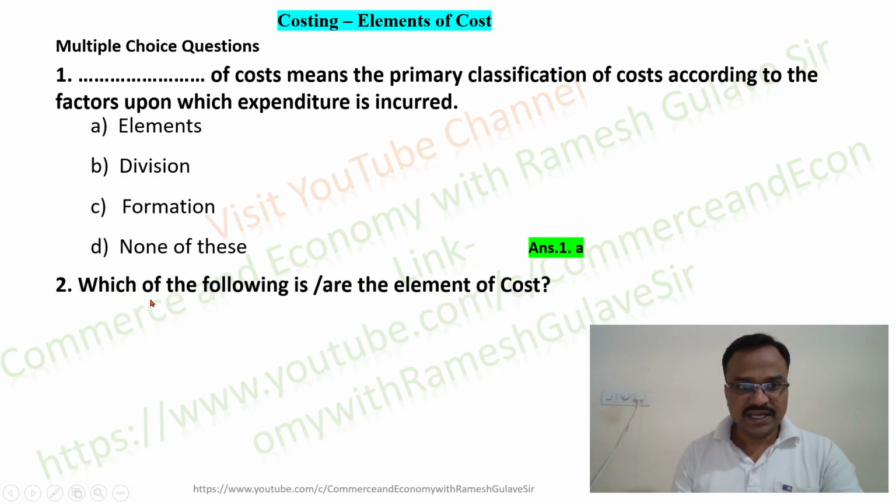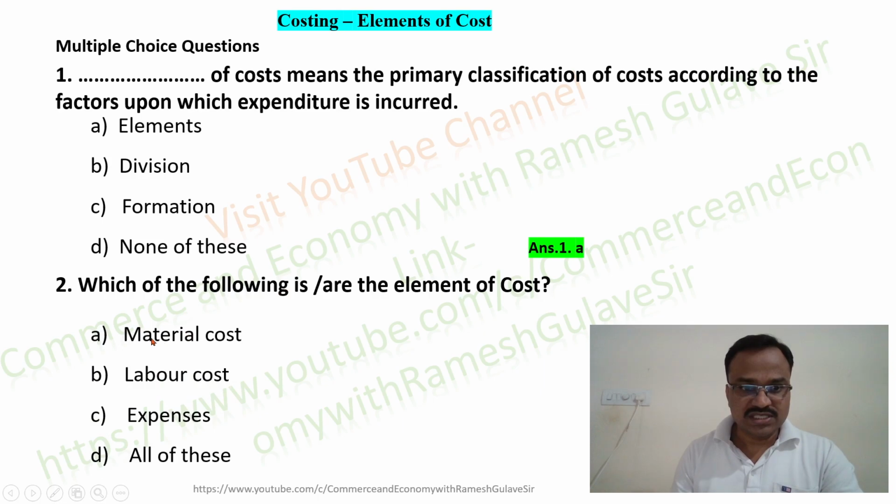Let us move on to the next question, and it asks us which of the following is are the elements of cost, and options are material cost, labor cost, expenses, and all of this. See friends, material, labor, and expenses, all these three are the elements of cost. So here option D is the right answer.